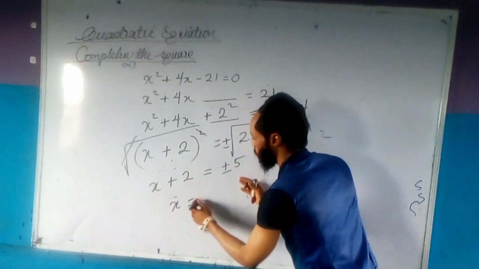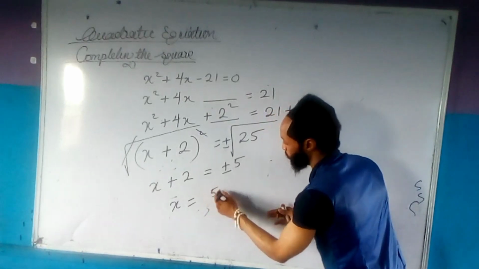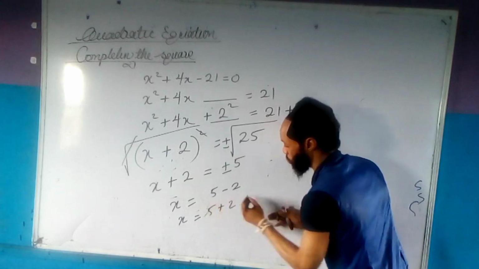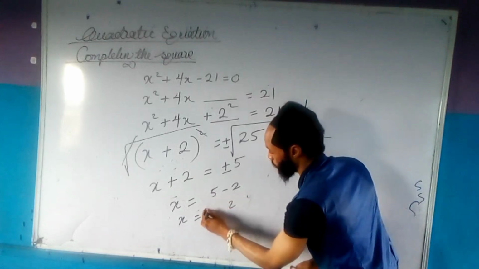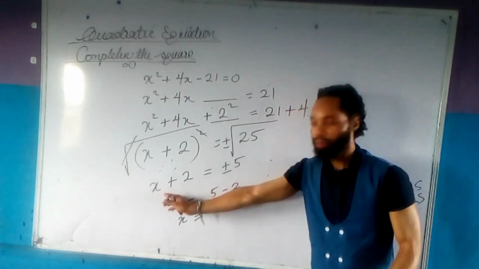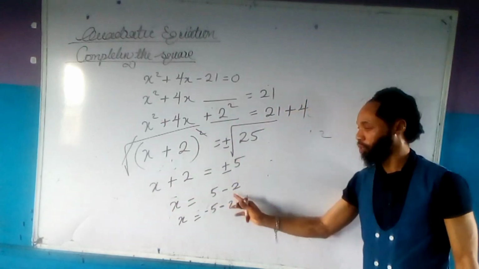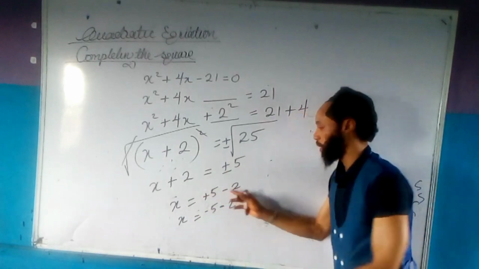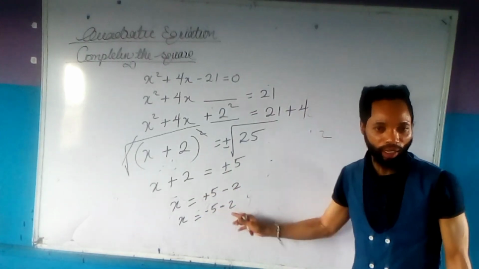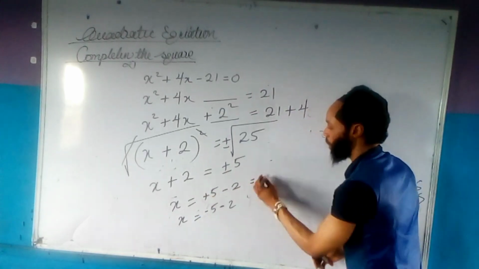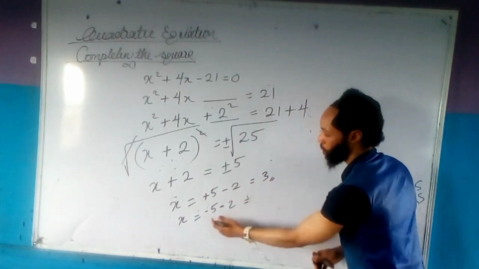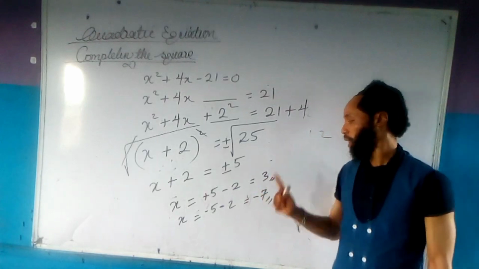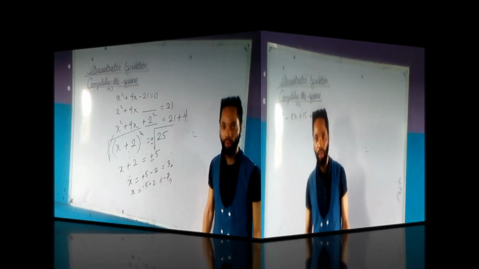So x should be equal to 5 minus 2 and 5 plus 2. Sorry, negative 5, negative 2. Positive 2 came over and became negative. So this is the plus 5: positive 5, negative 2, then negative 5, negative 2. So what do we have here? We have the 3 here and negative 7. So the roots are 3 and negative 7.